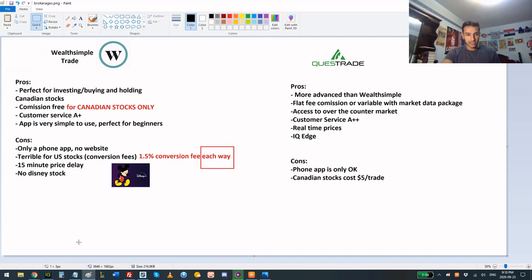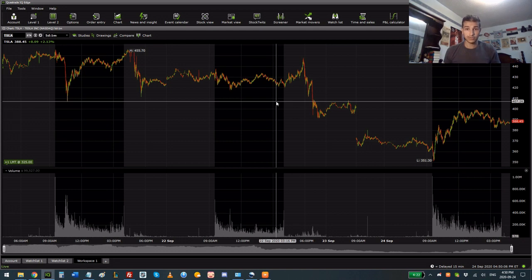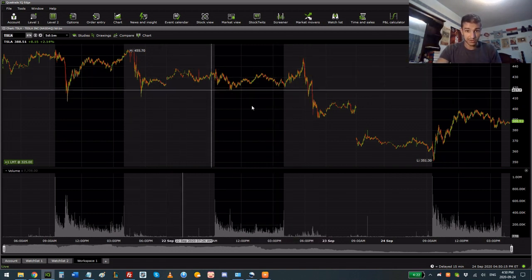And they have IQ Edge, and you can see that I have mine open over here, and it's the desktop platform. And this is the only thing I use with Questrade. I don't use the website, very rarely. I don't use the mobile app at all. I'm just only using this platform, and you can see here there's charts.